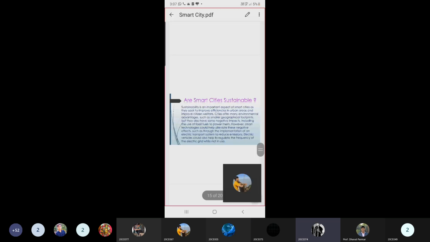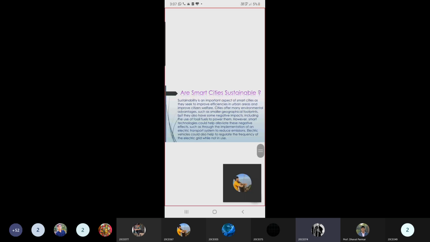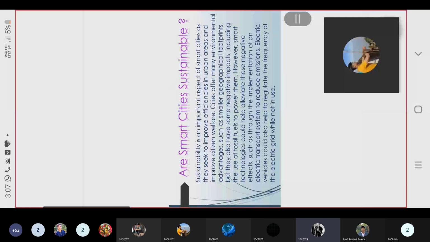Good afternoon, everyone. I'm Abhishek, and my ID number is 20C074. I'm going to talk about the topics: are smart cities sustainable, and are they secure? First, I'm going to start with: are smart cities sustainable?